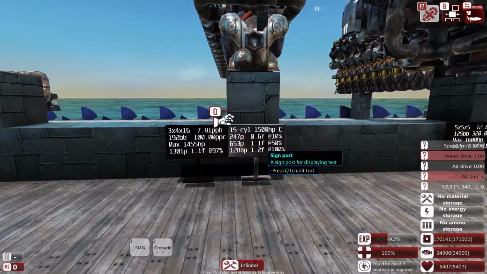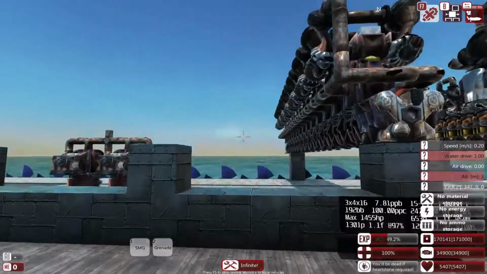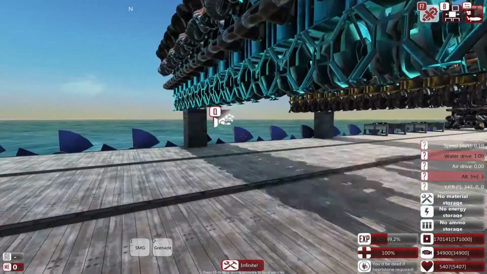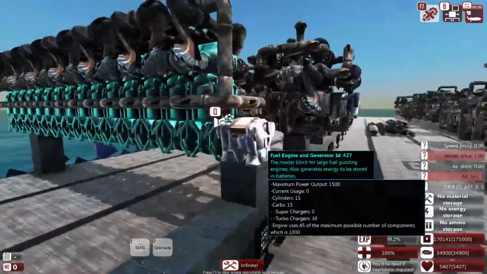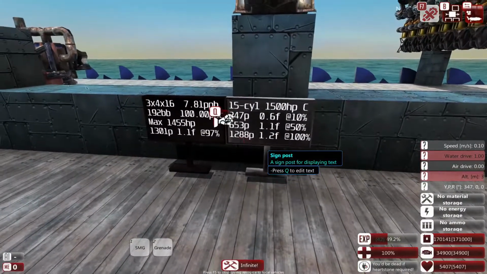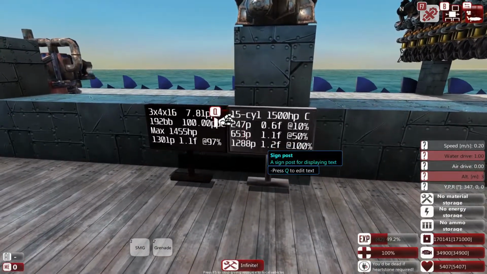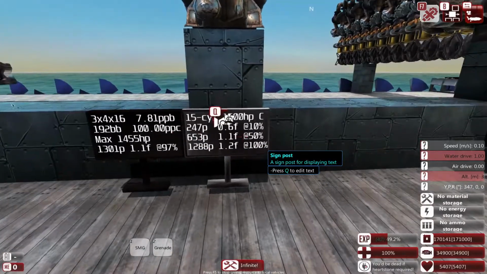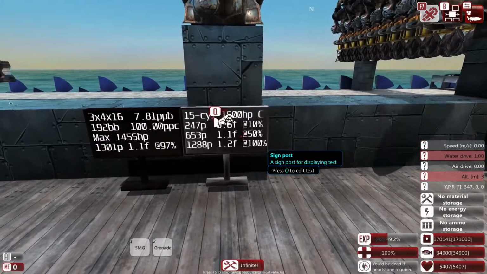what was it, 1,485 horsepower. You can't average Infinity with maximum efficiency. But you can average maximum efficiency with maximum inefficiency, which is at 50% power.